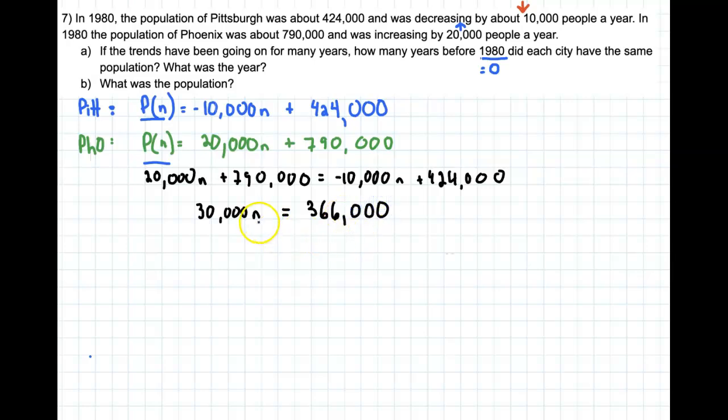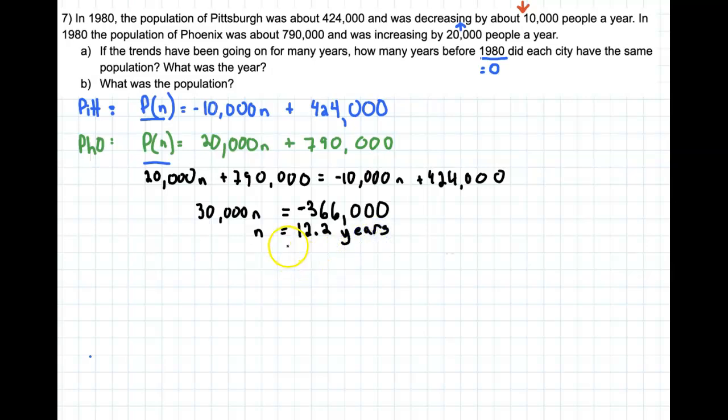By the way, that's negative, because if I subtract 790,000 from both sides, that's going to be a negative. That makes sense because we're going back in time, so the years back is going to be a negative. So what is n equal to? We're going to isolate n by dividing by 30,000, and we get negative 12.2 years.